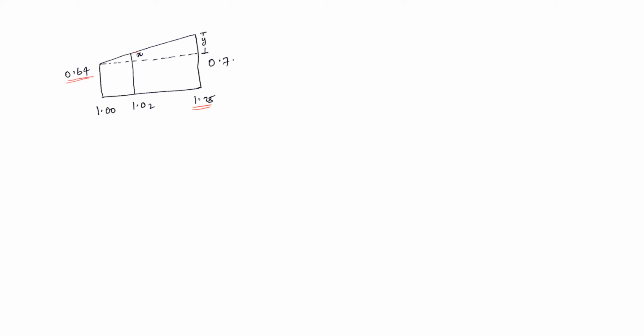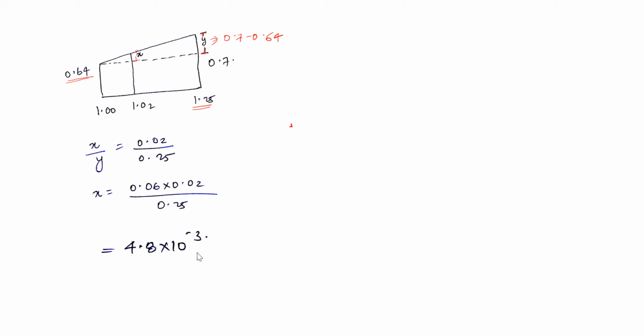So if I take this value as x and this value as y, this y value will be 0.7 minus 0.64. If I consider this triangle, it is a similar triangle, so I could write x divided by y is equal to this distance, that is 1.02 minus 1, that is 0.02, divided by 1.25 minus 1, that is 0.25. I'll get the value for x as 4.8 into 10 raised to minus 3.